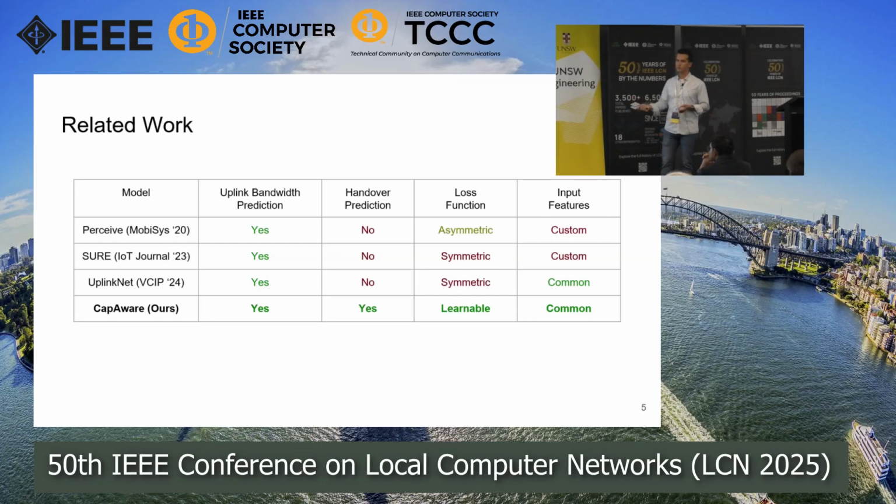And moreover, some of them also use specific input features. For example, some of them are using transmission power, which is a very low-level feature that is not available as a metric in most of the APIs, for example, in Android or different platforms. But in our approach, we are using just the common features that you can find in most of the APIs.